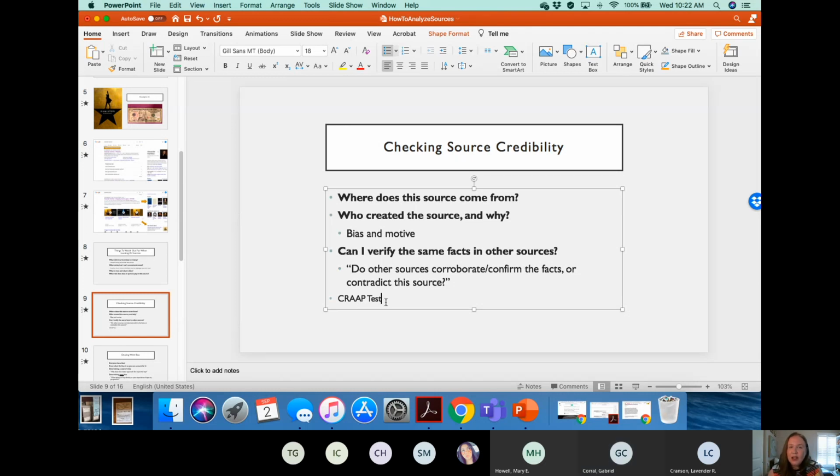Okay, so if you wanted to look at more current sources or news articles, the CRAP test, you can Google it and find it. I know our librarians use it a lot, especially for English classes. That's a good checklist for more current sources. For us as historians, the main questions we want to ask are: where does this source come from, and who's creating it and why?